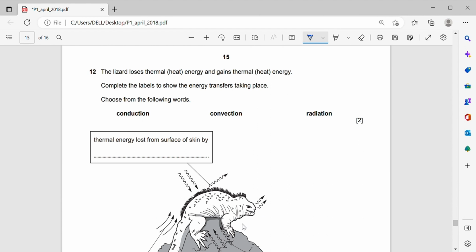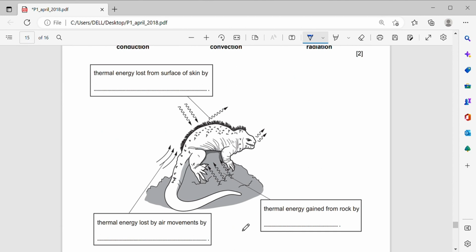Question number 12. The lizard loses thermal or heat energy and gains thermal or heat energy. Complete the labels to show the energy transfer taking place. Thermal energy lost from surface of skin by, thermal energy lost by air movements by, thermal energy gained from the rock by. Okay, thermal energy gained from the rock, it's by conduction.